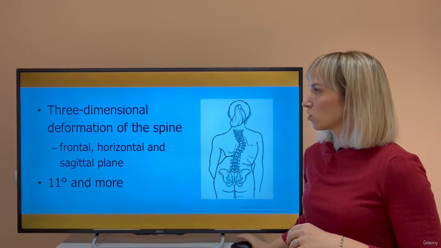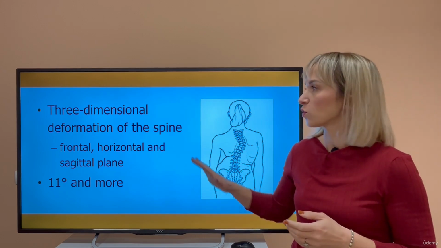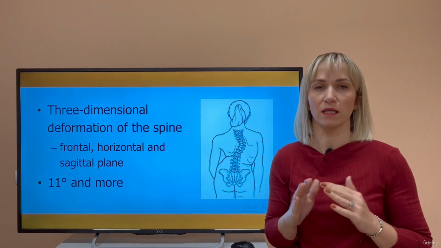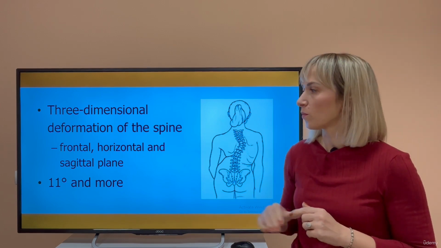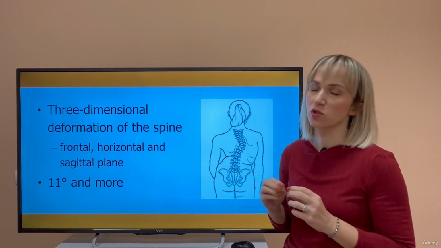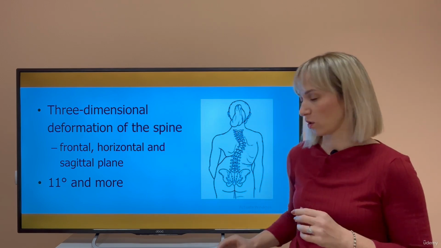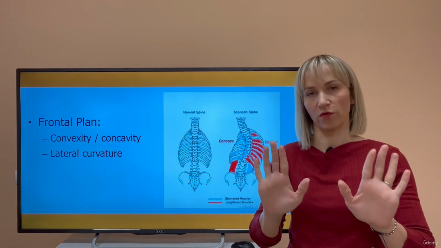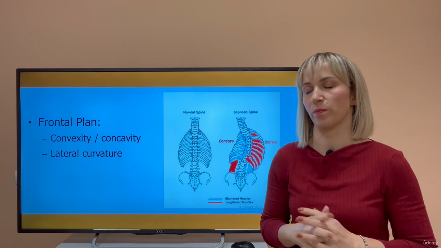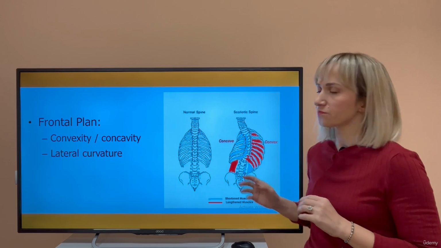So, scoliosis is a three-dimensional deformity, which means that you have a deformation of the spine in the frontal, sagittal, and transversal plane. And normally we're saying that a person has scoliosis if they have more than 11 degrees of Cobb angle that we're going to explain. So in the frontal plane, which you can see from the back side of the patient especially, you will see we have convexity and concavity.